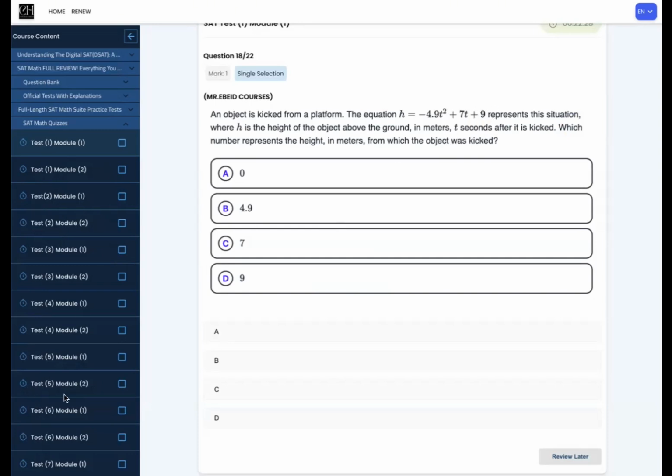So the answer is D without any calculations, because this is a quadratic function. The 9, the last term, which represents c, is the y-intercept, or the initial number. So the answer is D.